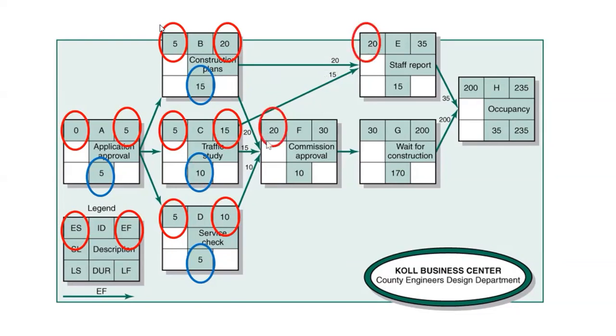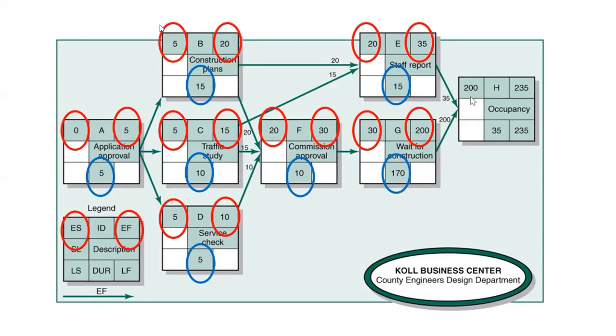And here it is 20. So on E, 20 plus 15 is 35, and on F, 20 plus 10 is 30. For G, we're going to take that 30 across here, add it to 170, and that's going to give us 200 days for this piece of work.